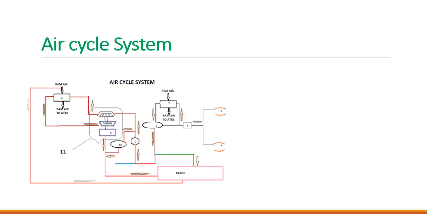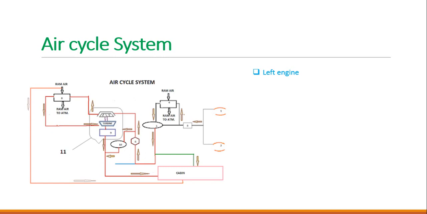Now we will see the air cycle system for maintaining the pressure and temperature. Here we can see the schematic diagram of this air cycle system. In the air cycle system there are many numberings in the diagram. I will tell you the numberings.